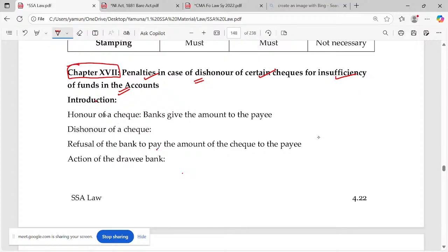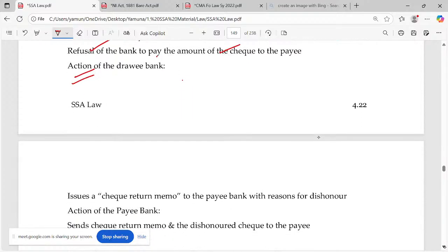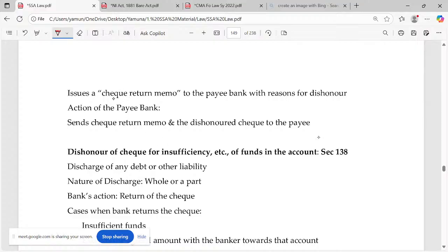So what do you mean by honor of a check? It means the bank will give you the amount, the payee. அவ்வளவுதான், honor பண்ணியாச்சுன்னா the bank is paying now. Dishonoring means what? Refusing to pay the amount of the check to the payee. So what action can be taken by the drawee bank? Already I have discussed. They will issue a memo called check return memo. A penalty will be charged to the payee. Is it okay? Now directly go for section 138.